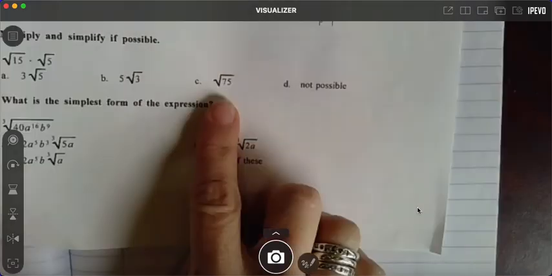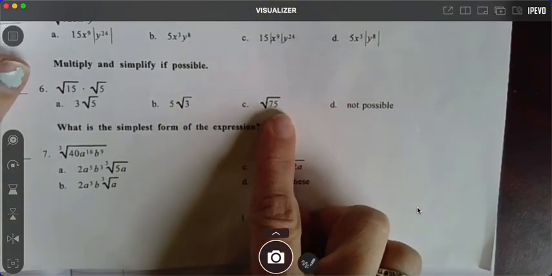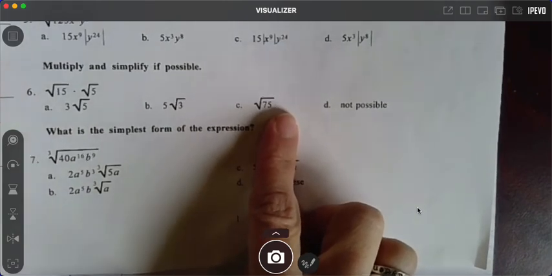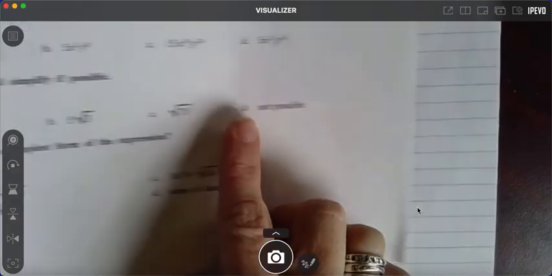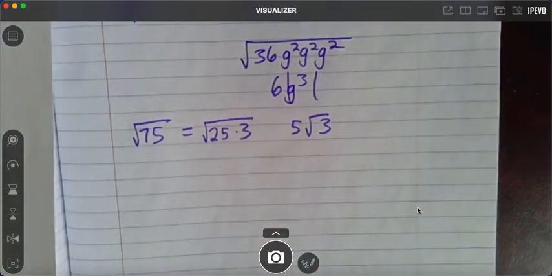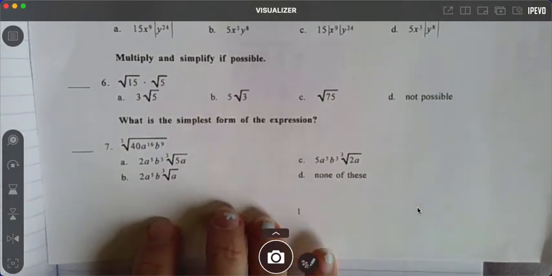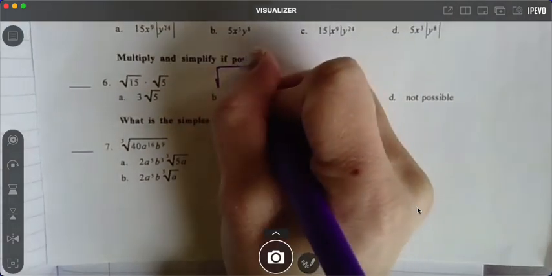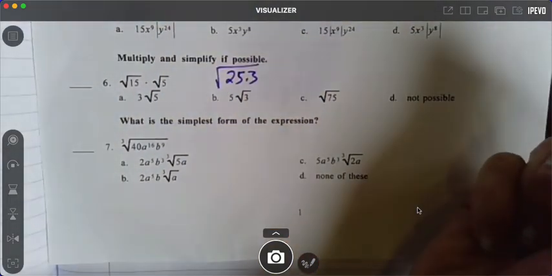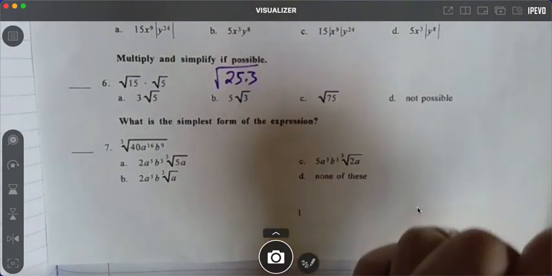Y'all look, this answer's on there. But is it simplified? No. There is a square root on the board that goes into it, okay? So yours is going to be similar. They're going to have the square root of something on there, but it's not simplified. You're going to know, I need to simplify on number 6. Okay. So you did 25 times 3, and then how'd you get the 5? If you had 25 times 3, what's the square root of 25? 5. And then I have my square root of 3 left over.